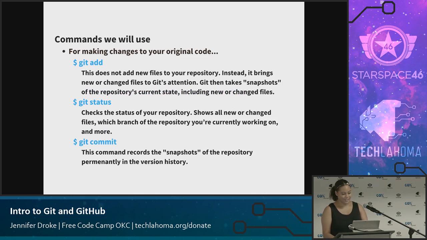And then for making changes to your code, git add basically brings the changes you made to Git's attention and puts them in a sort of staging area, so that way you can decide when you want to officially implement those changes later on. Git status shows you all the new files, all the changed files, what has not been committed yet. And git commit is how you officially say, okay, Git, save whatever is going on with my code right now in the version history of my code.